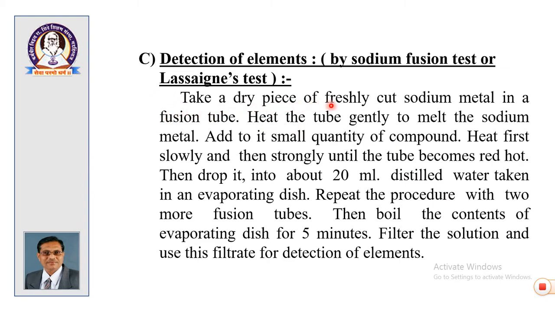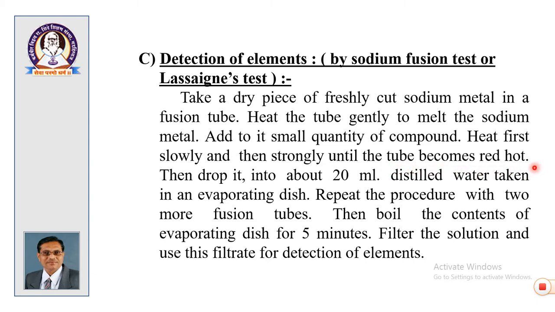Take a dry piece of freshly cut sodium metal in a fusion tube. Handle sodium very carefully because it is highly reactive and inflammable. Heat the tube gently to melt the sodium metal. First step is to melt the sodium metal. To the molten sodium, add a small quantity of the compound. Heat first slowly and then strongly until the tube becomes red hot.